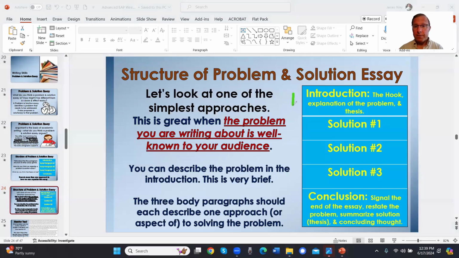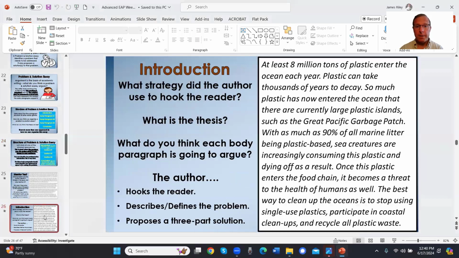Your first paragraph is your introduction. Your second paragraph is going to be the first part of the solution, or the first aspect of the solution. Body paragraph 2 is going to be the second aspect of the solution, and body paragraph 3 is going to be that third aspect. Now, remember, your introduction and your conclusion are going to have a lot of the same rhetorical features that we've already talked about. So let's go ahead and take a look at what that would look like.